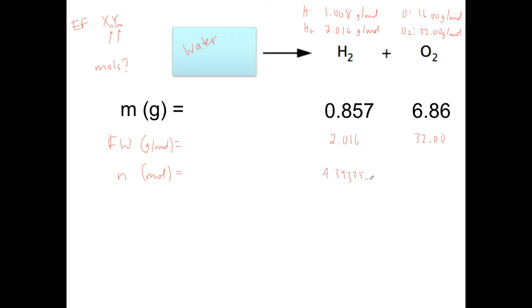4.39335, and so on. Okay? And 6.86 divided by 32 is... something's not right about this. 6.86 divided by 32. I think I've got something wrong here. 0.214375. 6.86 divided by 32, that's correct.